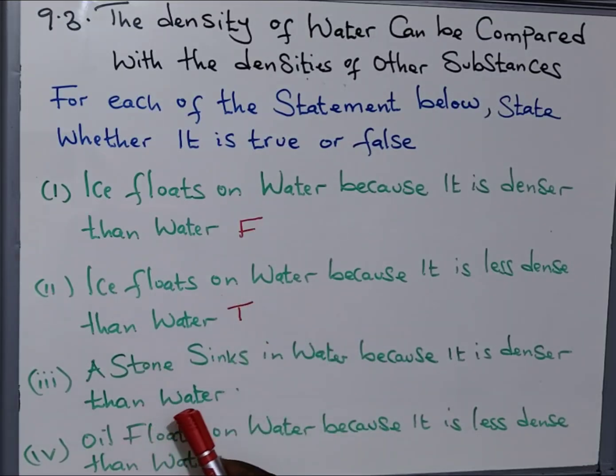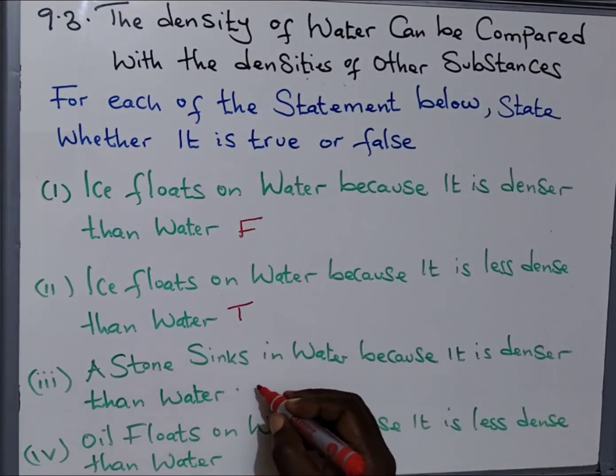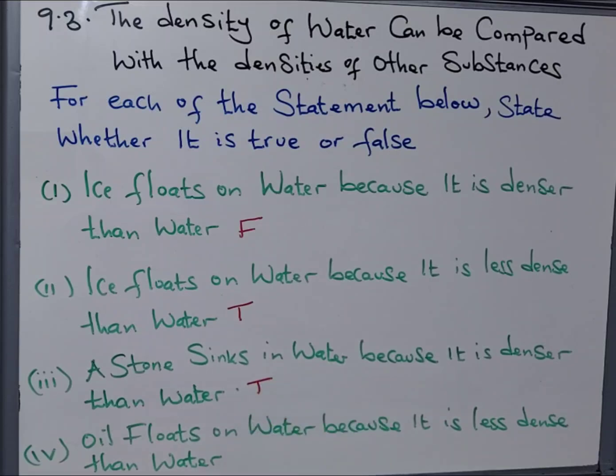Then we come here. A stone sinks in water because it is denser than water. True. Oil floats on water because it is less dense than water. True. Here you have to remember that whatever is denser is the one which is under, and the one which is less dense is on top.